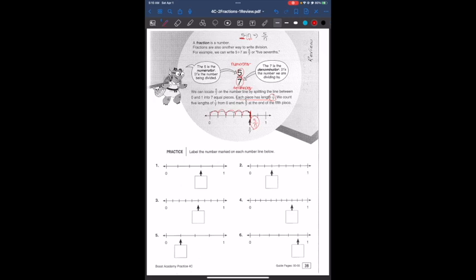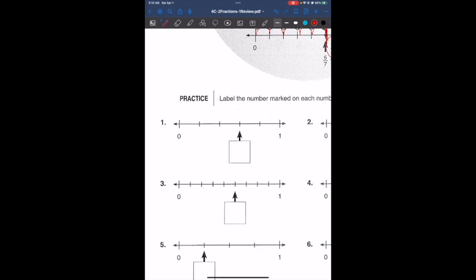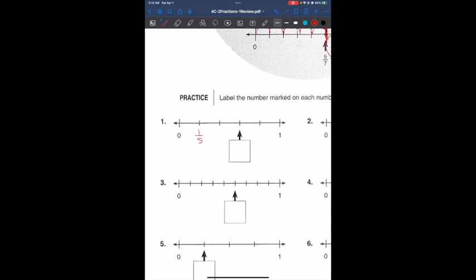Now we're going to label the number marked on each number line below for practice. And so since it's from 0 to 1 and it's split 5 times, we know that each space is worth 1/5. And then since each is worth 1/5 and then our box is at the 3rd line, we know that it must be 3/5.